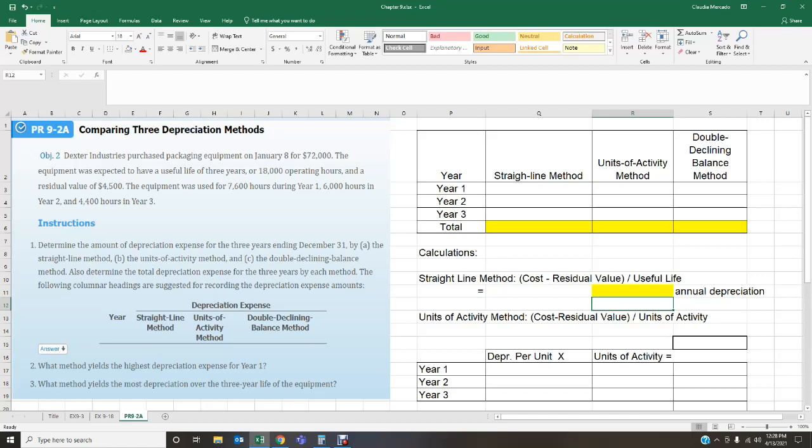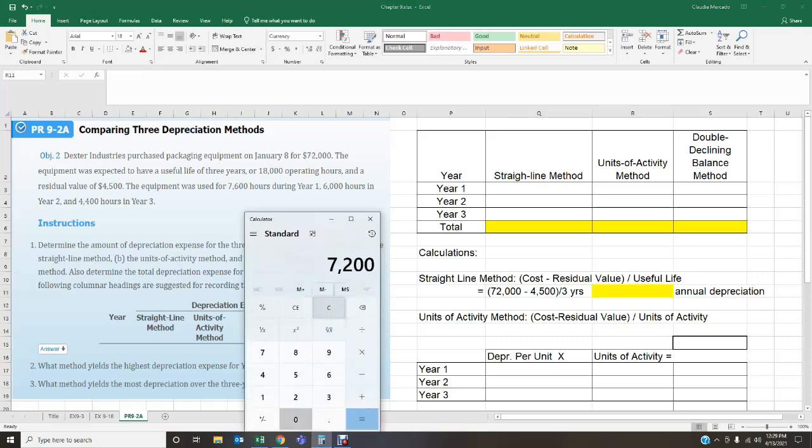The first method we have is the straight line method. The straight line method is the simplest form of depreciation. We basically split the depreciation evenly over the life of the asset. So the formula that we use is the cost minus the residual value divided by the useful life, okay? In this particular example, the cost of the asset was $72,000. That asset is going to have a residual value of $4,500. And then I'm going to divide by the useful life, and this equipment is going to last us 3 years, okay? And let's see what we get.